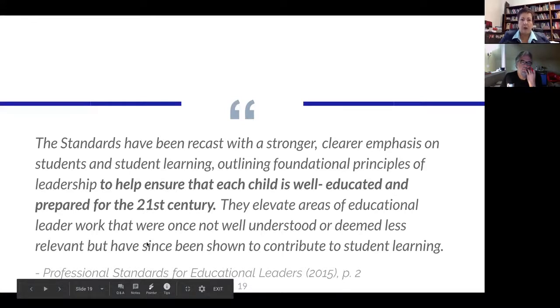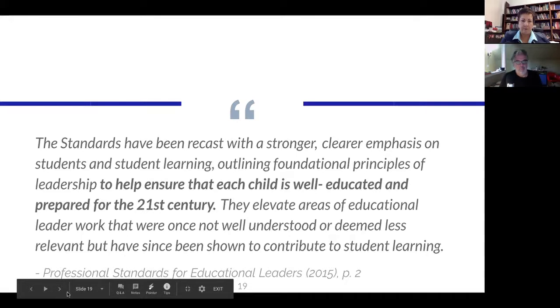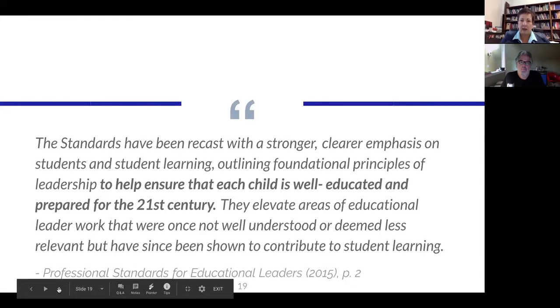I like this quote about the standards. The NPBEA folks said that the standards have been recast with a stronger, clearer emphasis on students and student learning. I'll give you a second to read the rest of that quote. And I think you'll find, for those of you who are somewhat familiar with PSEL, as I did as you go through, that the emphasis on each child is a really nice theme that is threaded throughout PSEL, as well as this kind of 21st century flair, and as it notes here, elevating the work of ed leaders that we are now becoming more and more keenly aware of.